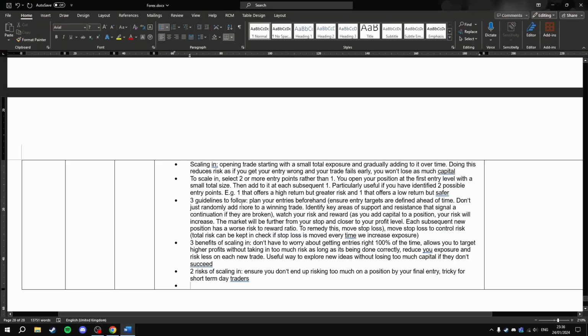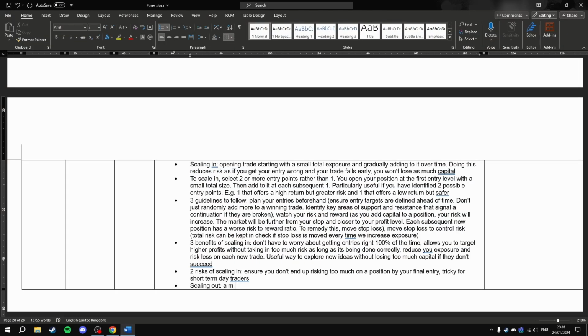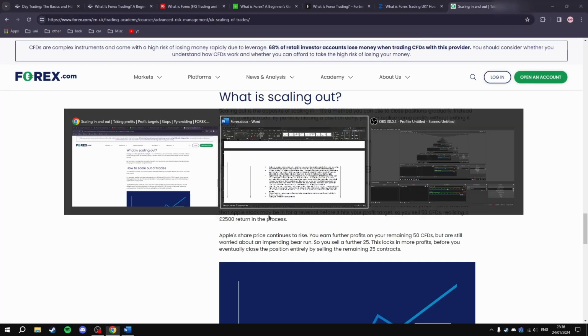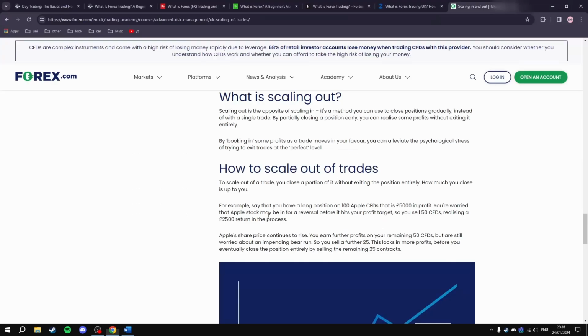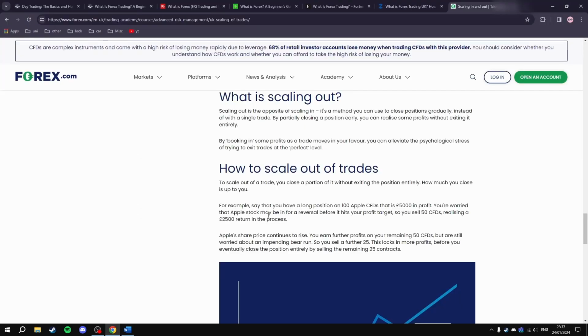What is scaling out? Scaling out is the opposite of scaling in. It's a method that you can use to close positions gradually instead of with a single trade. By partially closing a position early, you can realize some profits without exiting it entirely.